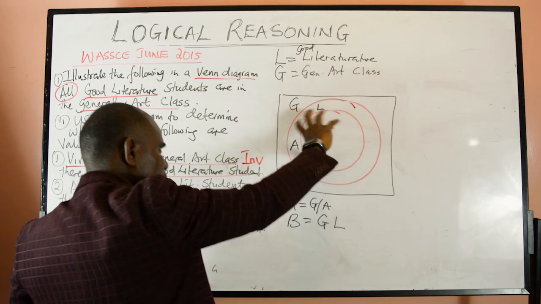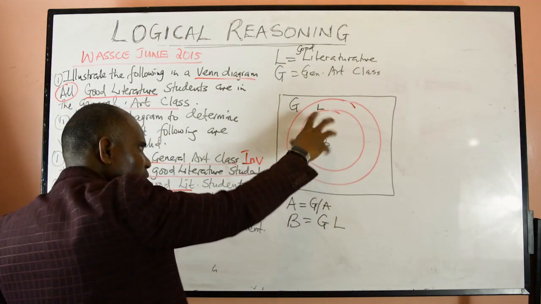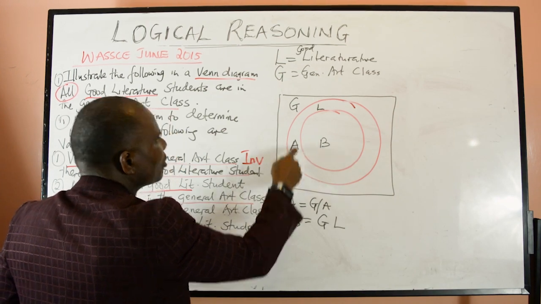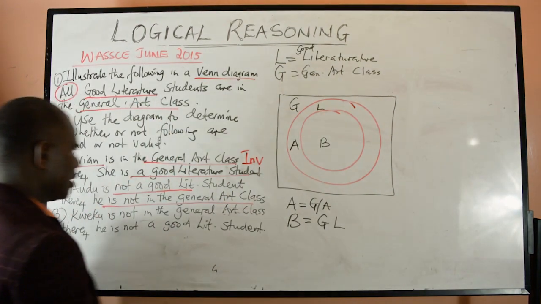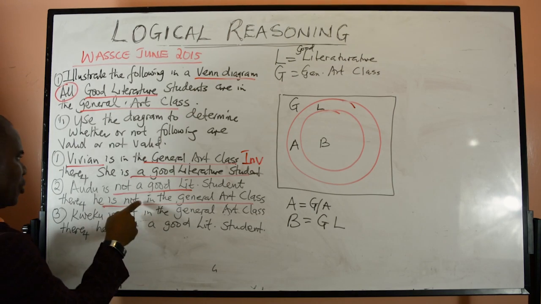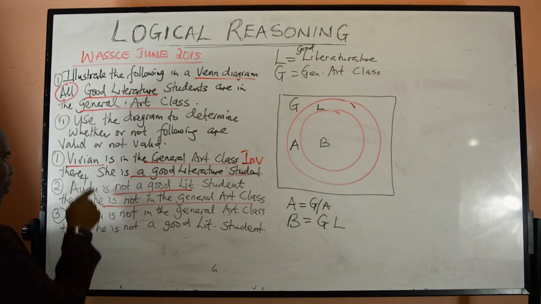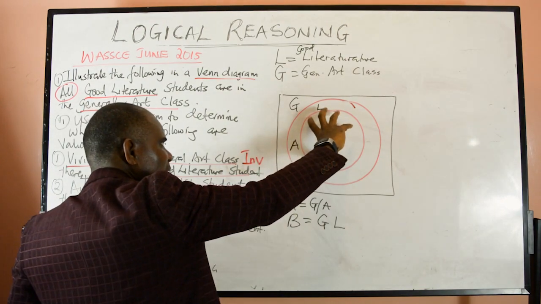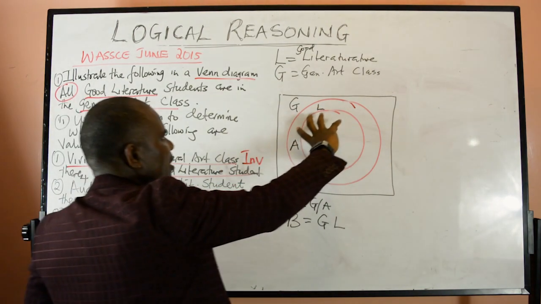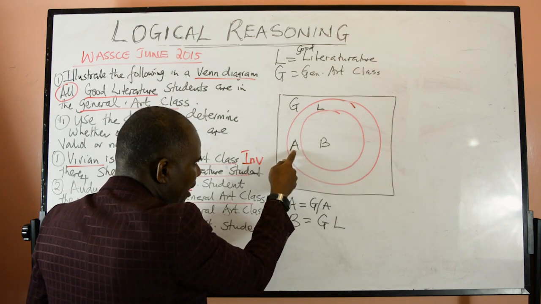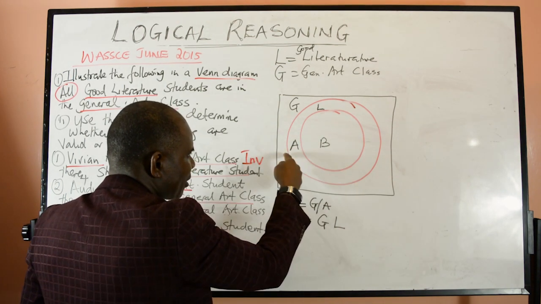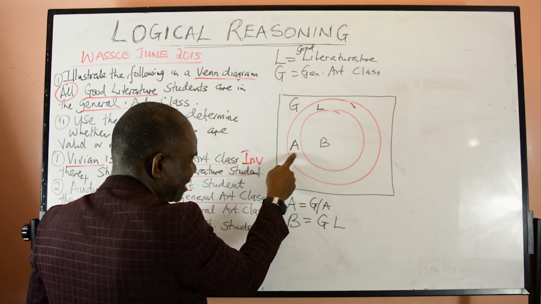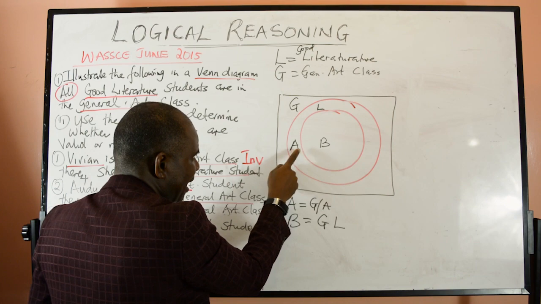It means Ado is not inside the literature circle. But if Ado is not in the literature circle, Ado can be inside this portion, and this portion includes general art students. So this is telling you therefore he is not. It means he should not be here. But it's possible that since Ado is not inside the literature circle, he can be here, but he's inside the general circle. This part which is out of the literature circle is still inside the general arts class. So you cannot say that this guy cannot be here.